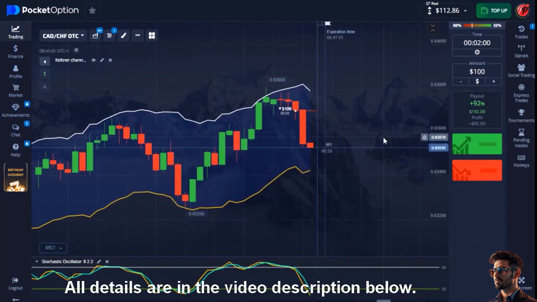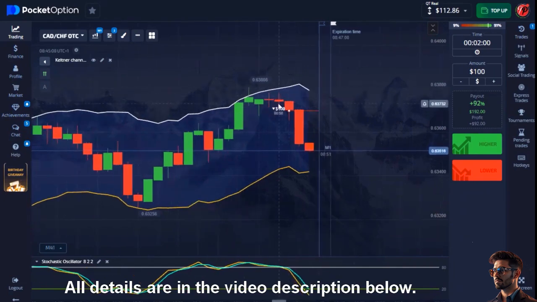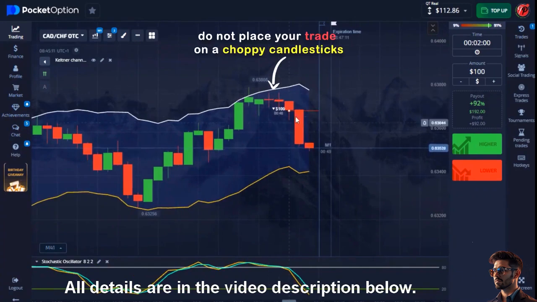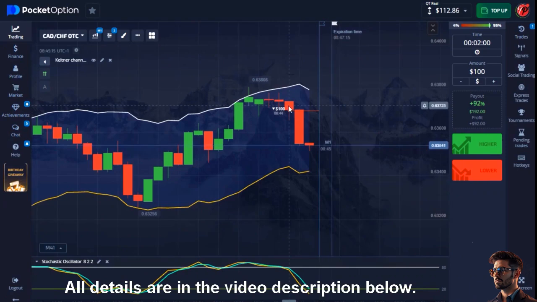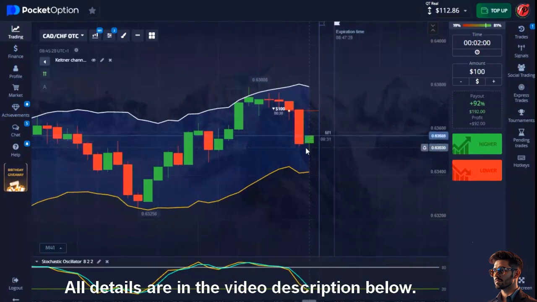I hope you understand, guys. It's very important that you place your trade on a very strong candlestick. It's the most important thing. If you're seeing a choppy candlestick, do not place your trade until you have a strong candlestick. And always make sure that you're placing the trade when the candlestick is very close to the upper line of the channel. Anytime you're going for a down trade, if the candlestick is already at the middle, just like what is happening right now, do not enter a trade.